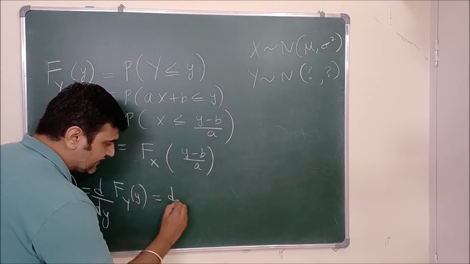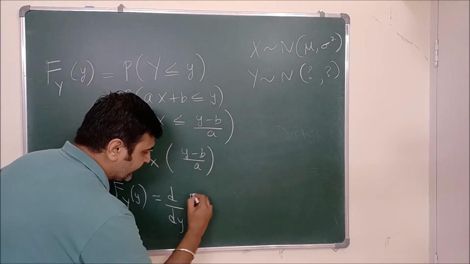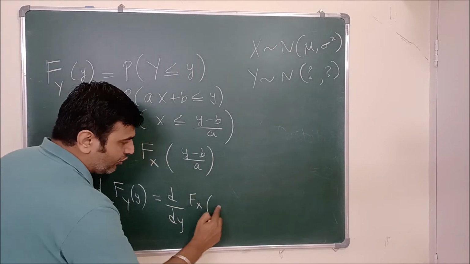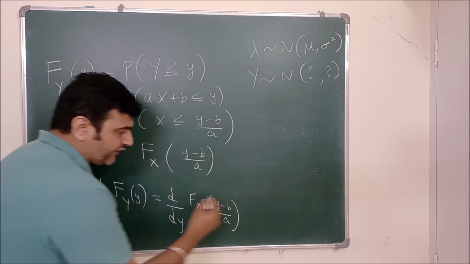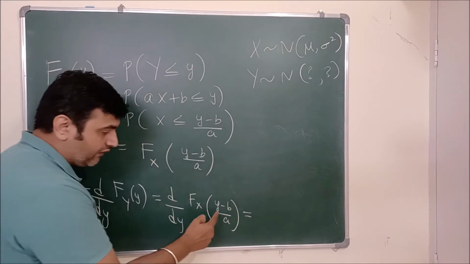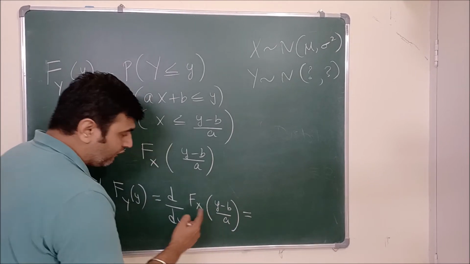But what is this? This is d by dy. What is CDF for Y? It is CDF for X, but instead of small x, we have (Y minus B) upon A. Now you have to differentiate. Now this is a function of (Y minus B) upon A. So when I differentiate with respect to Y, what do I get?